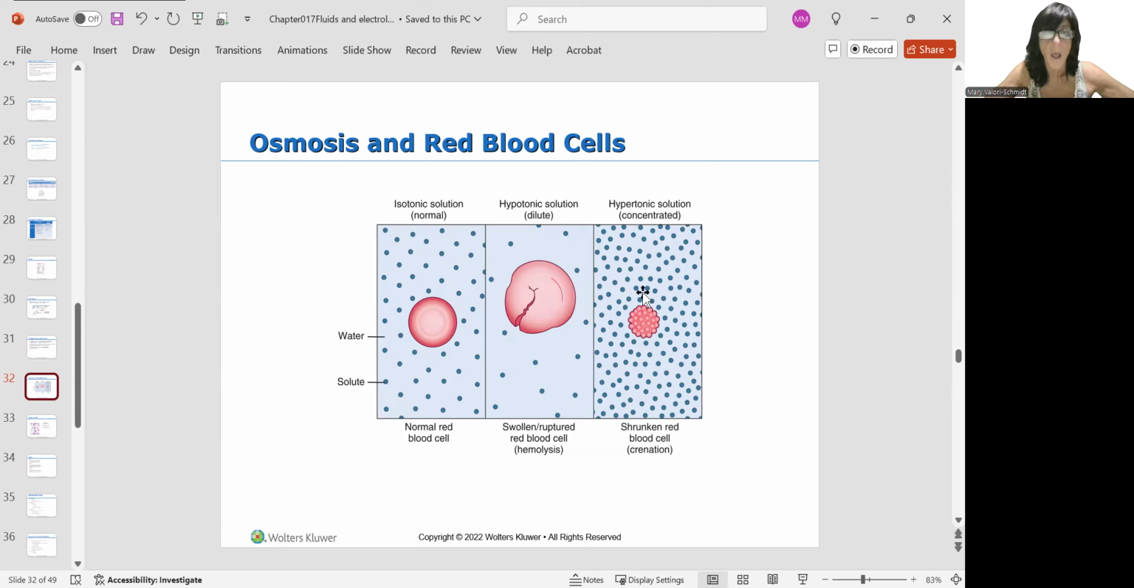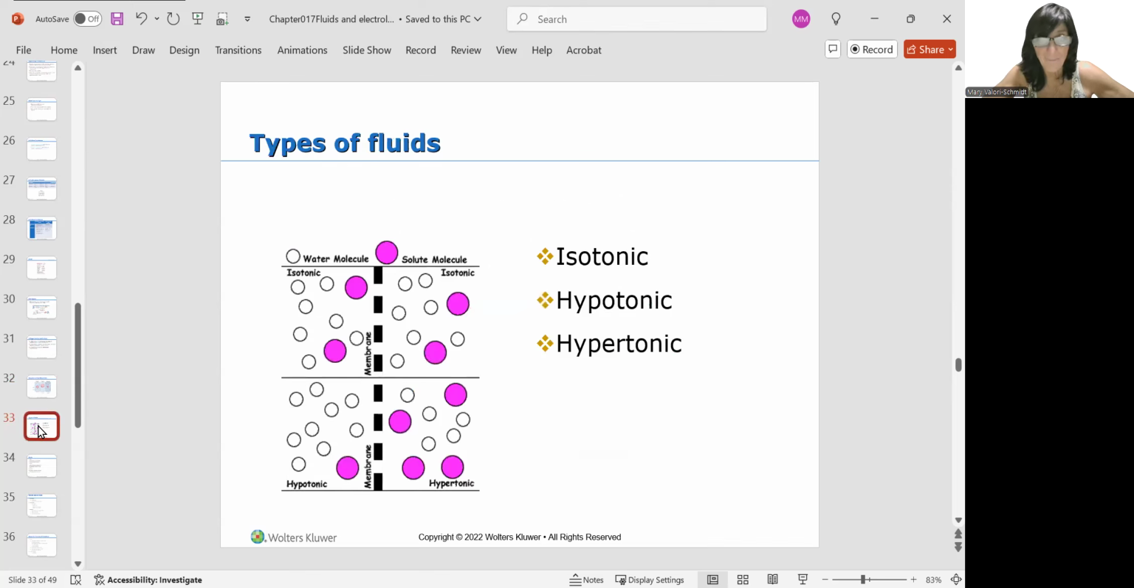A hypertonic solution is more concentrated. Look at all those little blue dots. Look at all those solutes. Okay. The opposite happens. It'll pull fluid out of the cell and the cell will shrink and shrivel up. It's called crenation. Right. So why do you need to know this? Let me tell you.